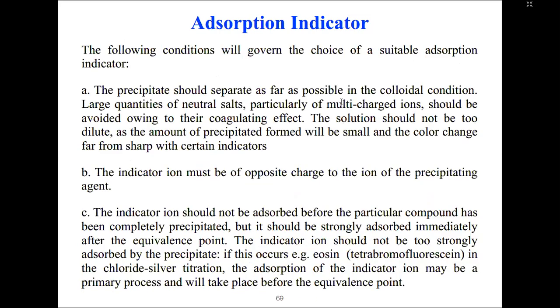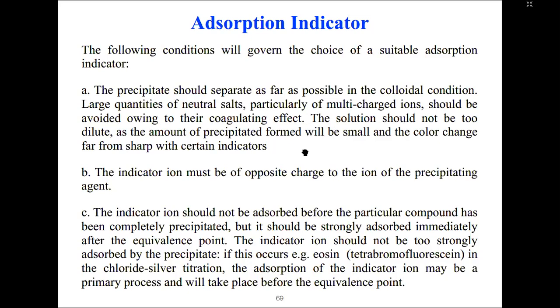So these are the conditions on how to choose a suitable adsorption indicator. The precipitate should separate as far as possible in the colloidal condition, like a homogeneous non-crystalline form. A large quantity of neutral salt, particularly of multiply charged ions, should be avoided owing to their coagulating effect. The solution should not be too dilute, as the amount of precipitate formed will be small and the color change far from sharp with certain indicators. So it should not be very dilute, otherwise it will be very difficult to indicate the end point.